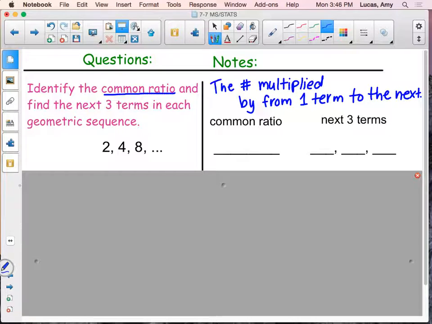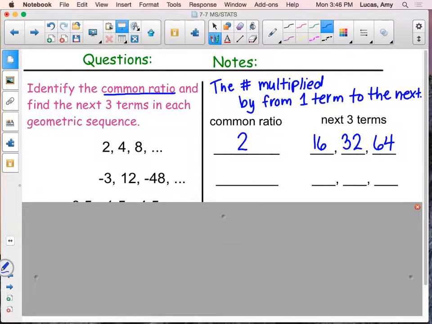So if we're going from 2 to 4 to 8, our common ratio is 2. It's multiplied by 2 each time. Then the next three terms, 8 times 2 is 16, 16 times 2 is 32, and 32 times 2 is 64. So this sequence has a common ratio of 2, and if we continue the sequence, our next three terms are 16, 32, and 64.